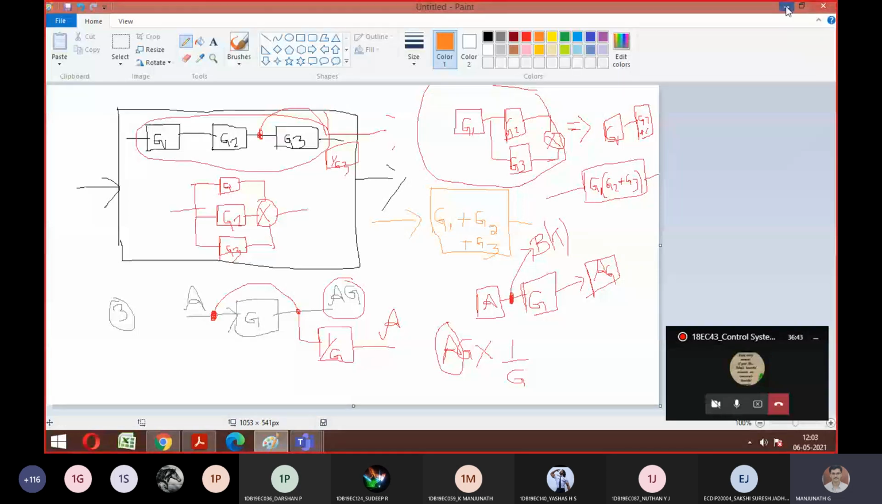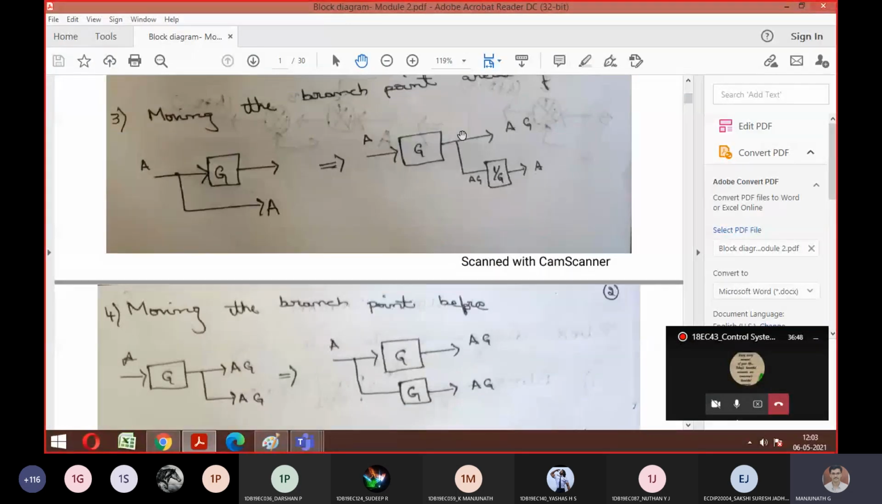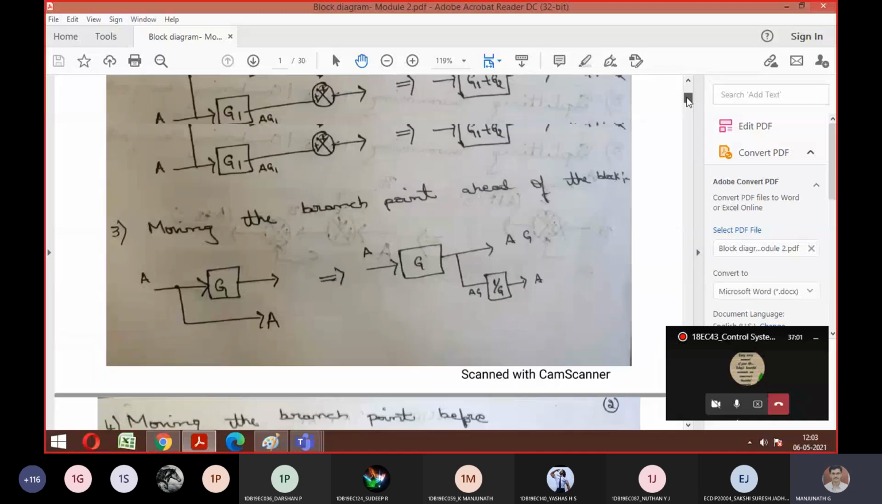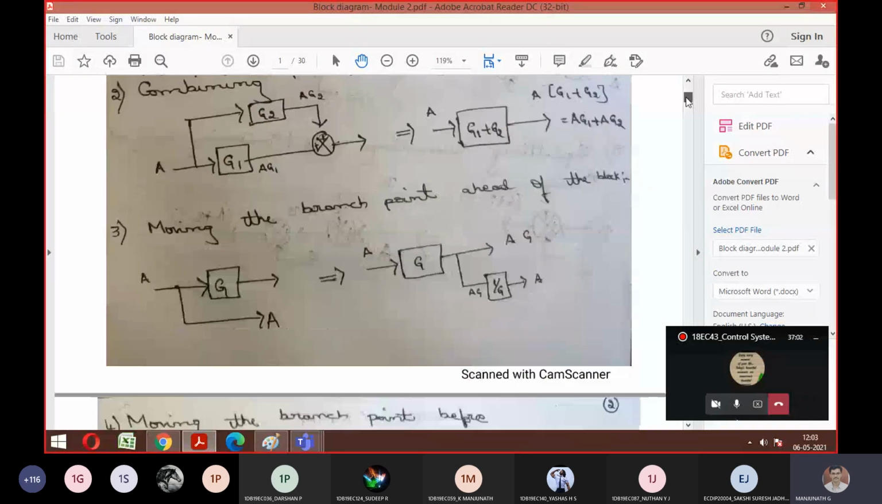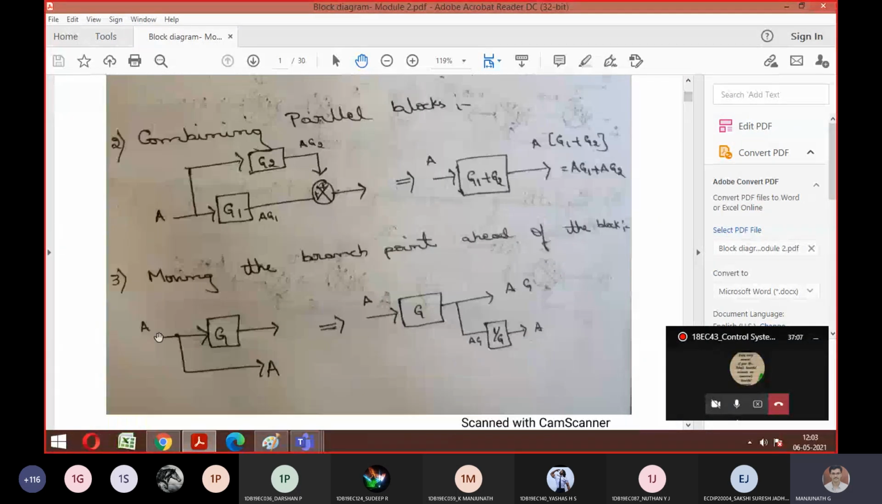Are these first four rules okay with everyone? Moving a point depends upon the situation. Not every time are we going to use all the things. Seeing the question, you will understand, and at that time you'll think about which way we should proceed. If you move the breakaway point further ahead, you should multiply with 1 by G. Same way, if you do the reverse operation, you should multiply with G. Is it okay? So that ends your four rules.